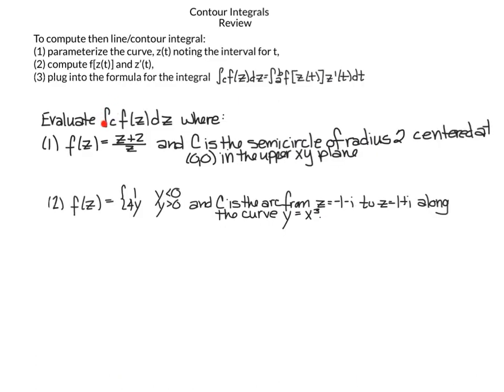Next, I have two contour integrals for you to try. For the first one, f of z is equal to z plus 2 over z, and C is the semicircle of radius 2 in the upper xy plane. So if here is my xy plane, I want this part of the semicircle of radius 2 centered at 0, 0 in the upper xy plane. For the second problem, f of z is equal to 1 when y is less than 0 and 4y when y is greater than 0, and C is the arc from z equals minus 1 minus i to z equals 1 plus i along the curve y equals x cubed.